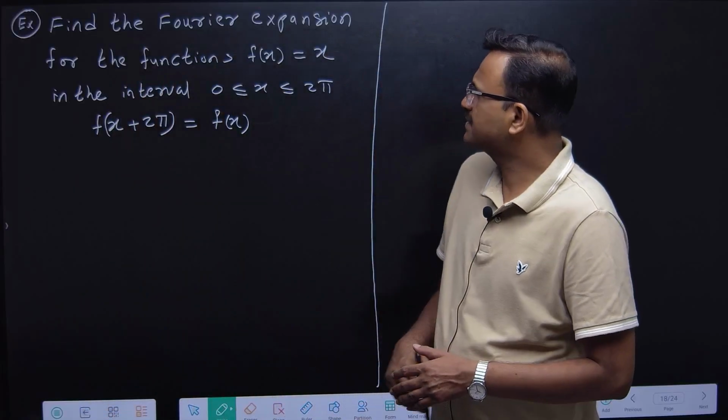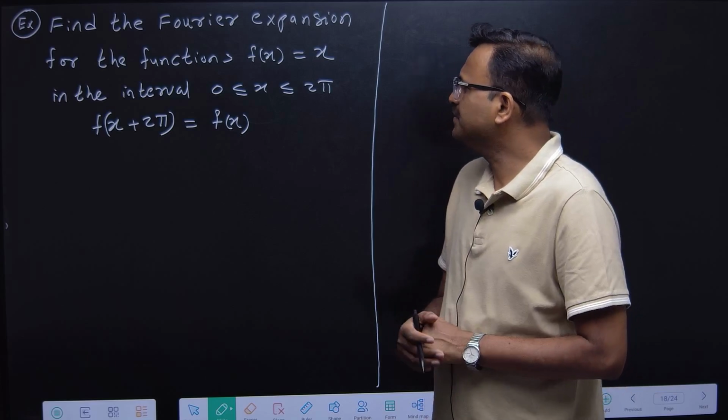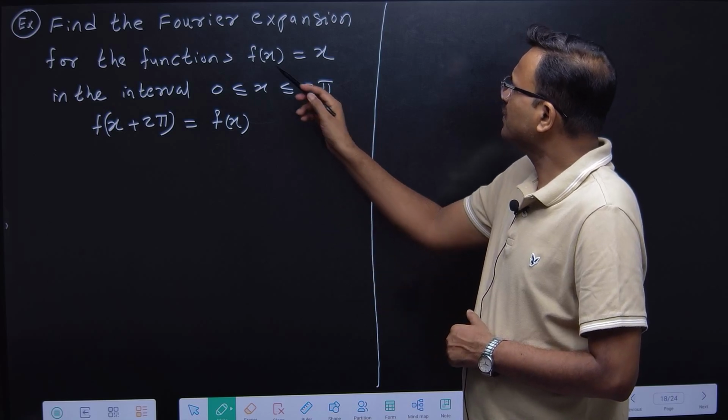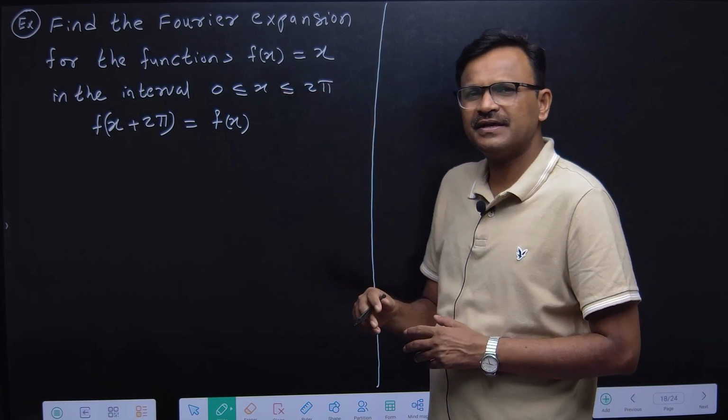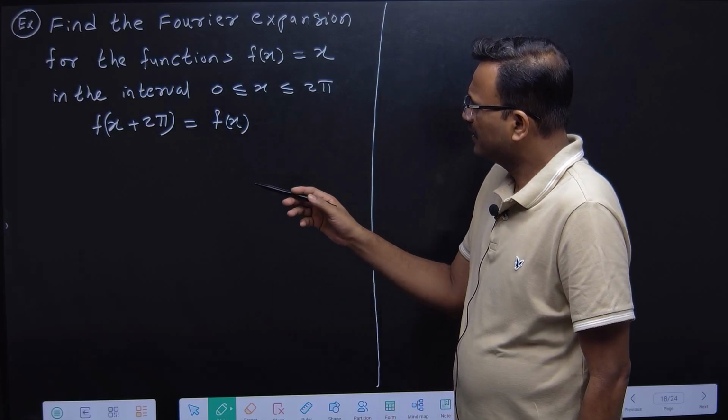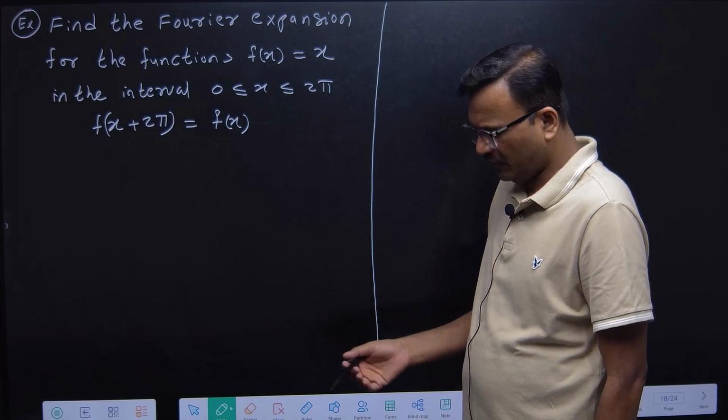Yes, let us see this example on Fourier expansion. We have to find the Fourier expansion or the Fourier series for the function f of x is equal to x in the interval 0 less than equal to x less than equal to 2 pi, given that f of x plus 2 pi is equal to f of x.